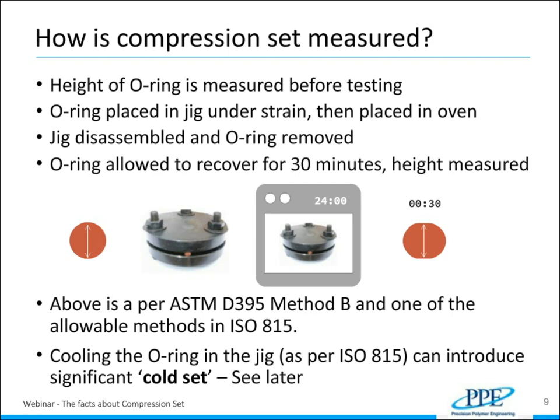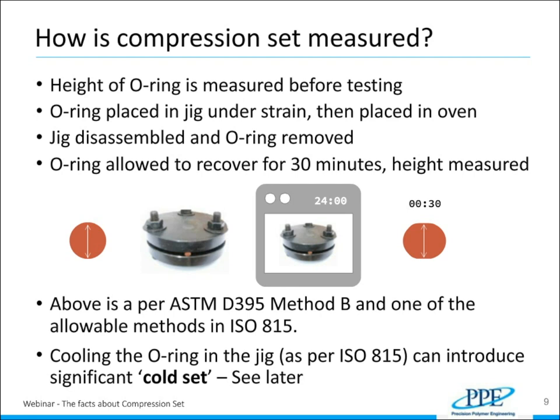You then remove your jig from the oven or take it out of wherever it's been held at, say, room temperature. You disassemble the jig. You allow the O-ring or sample to recover for 30 minutes, and you measure the height. And then you apply the formula as in the previous slide.